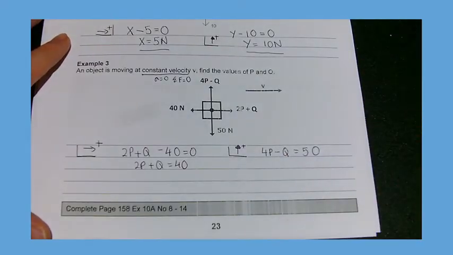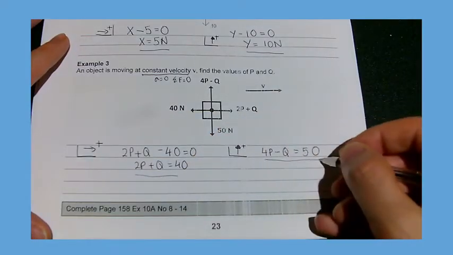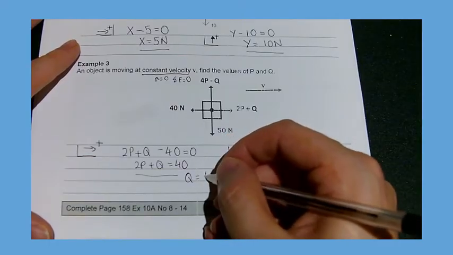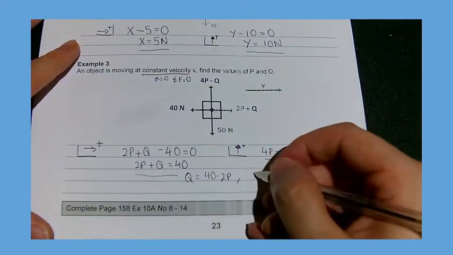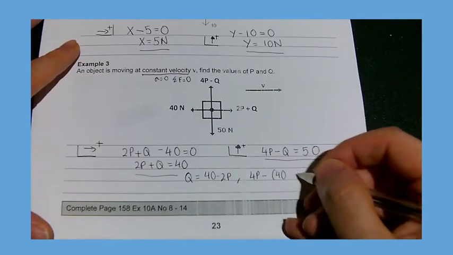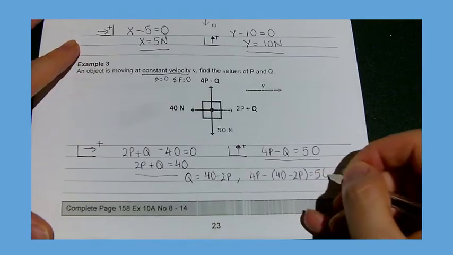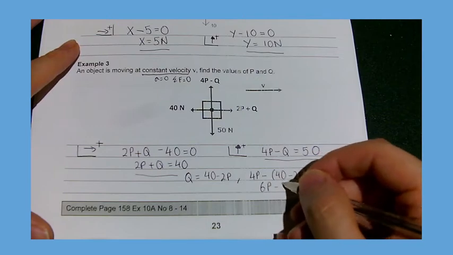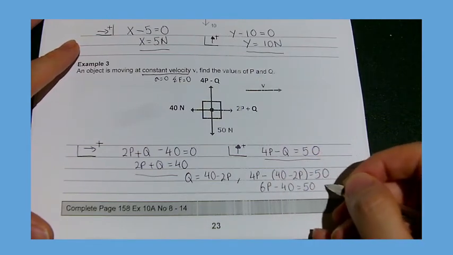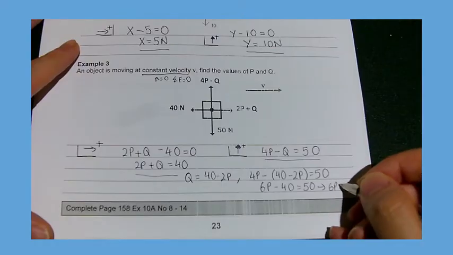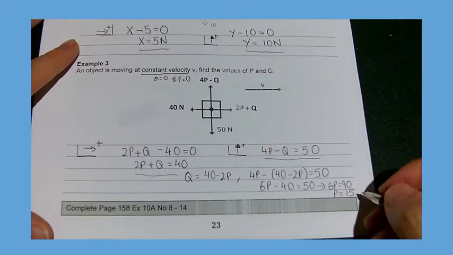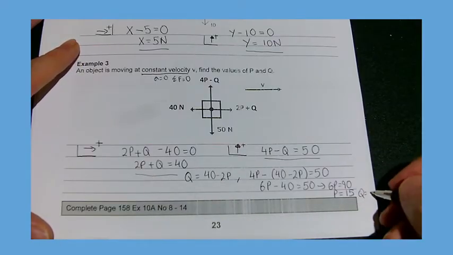Now again, we need to find p and q. We've got one equation here, another equation there. Simultaneous equations will probably be the best method here. So I'm going to make q equal to 40 minus 2p. Then 4p minus (40 minus 2p) equals 50. So I've got 4p plus 2p, which is 6p, minus 40 equals 50. Therefore 6p equals 90, and p equals 15. And if p is equal to 15, then q must be equal to 10.